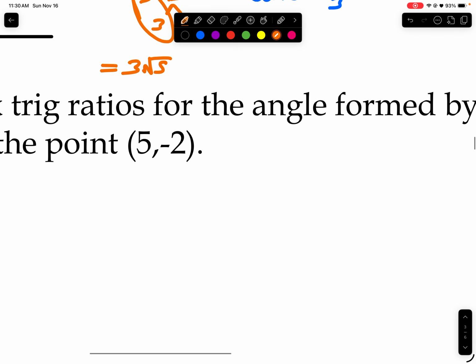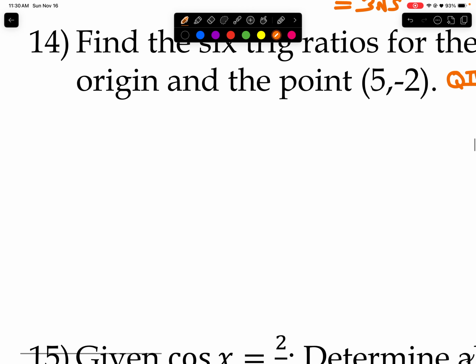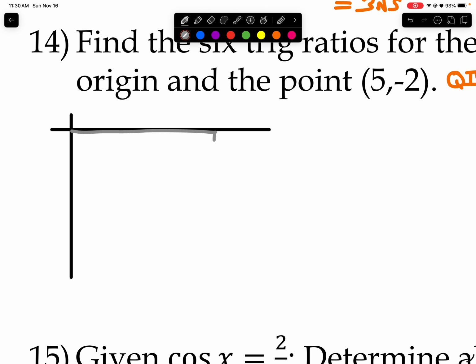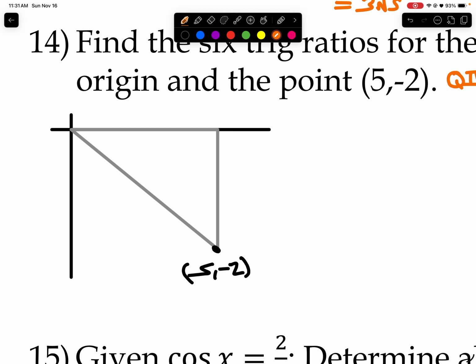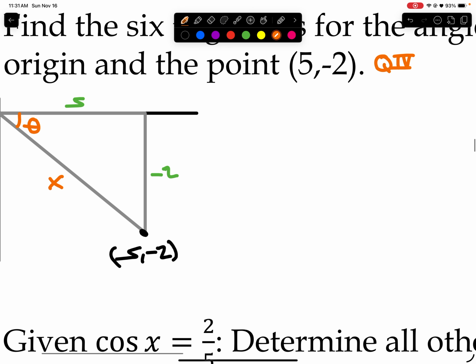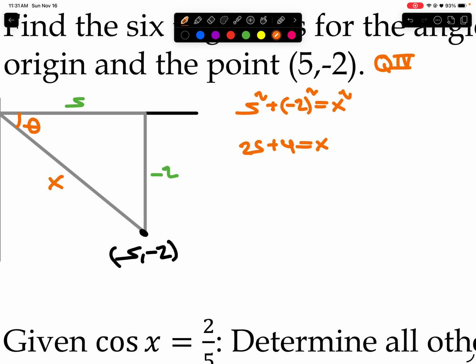Okay, so (5, -2). This is going to put us in quadrant 4. So when I draw quadrant 4, I'm only going to draw what I need. Okay, so now that I have this, we're going to pass through the point (5, -2). My angle is going to be between the x-axis and the line that passes through (5, -2). And then you look at the components. So 5 is my horizontal component, and -2 is my vertical component. So I need to find the hypotenuse. I'm going to do Pythagorean theorem. So 5 squared plus -2 squared equals x squared. So 25 plus 4 equals x squared. So your hypotenuse, in this case, is going to be the square root of 29.